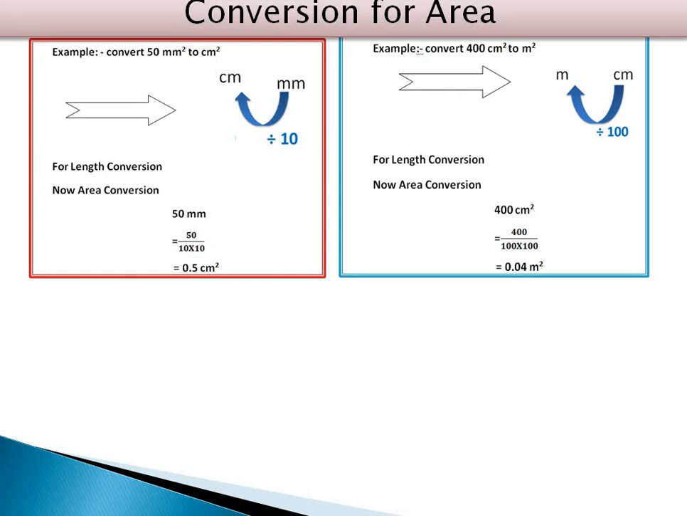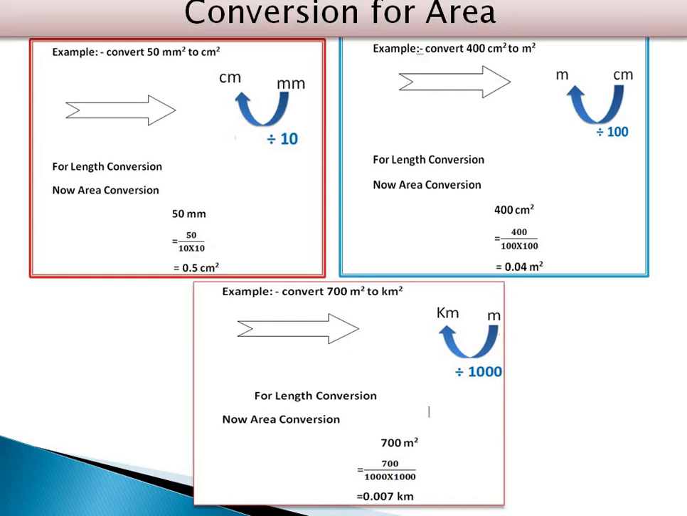Similarly, take the example of an area of 400 centimeter square. We want to convert it into meter square. Again we know that centimeter can be converted into meter by dividing by 100. So 400 centimeter square equals 400 into 1 by 100 meter into 1 by 100 meter. So it is 400 divided by 100 into 100 meter square, which is 0.04 meter square.